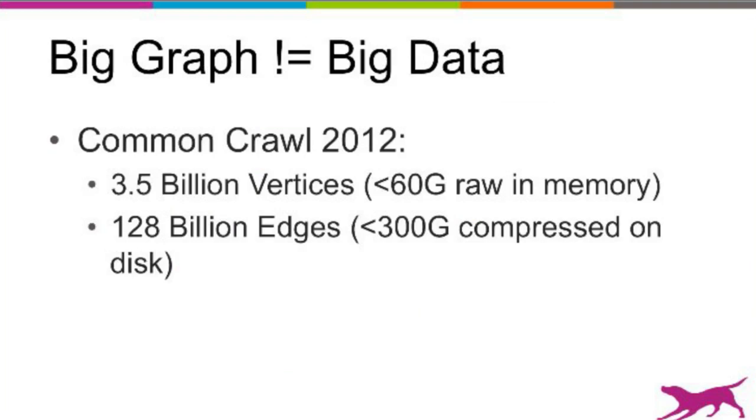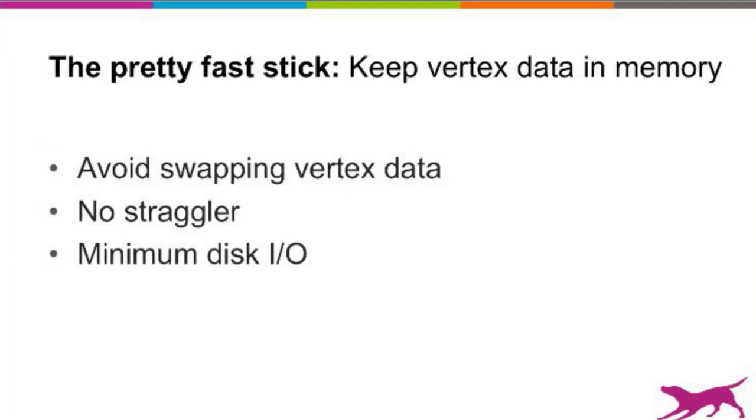So if you still remember the lesson that a big graph is not necessarily big data, it can be a lot smaller. Look back at the Common Crawl graph again: 3.5 billion vertices, and the task is PageRank. Why don't we just keep it in memory? It only takes 60 gigs of RAM. And these days, you can easily get a server with more than 100 gigabytes of RAM, or just use EC2. So the pretty fast tip we applied to speed up PageRank on this graph is simply to keep vertex data in memory. It avoids swapping, it avoids stragglers, and minimizes the disk I/O.